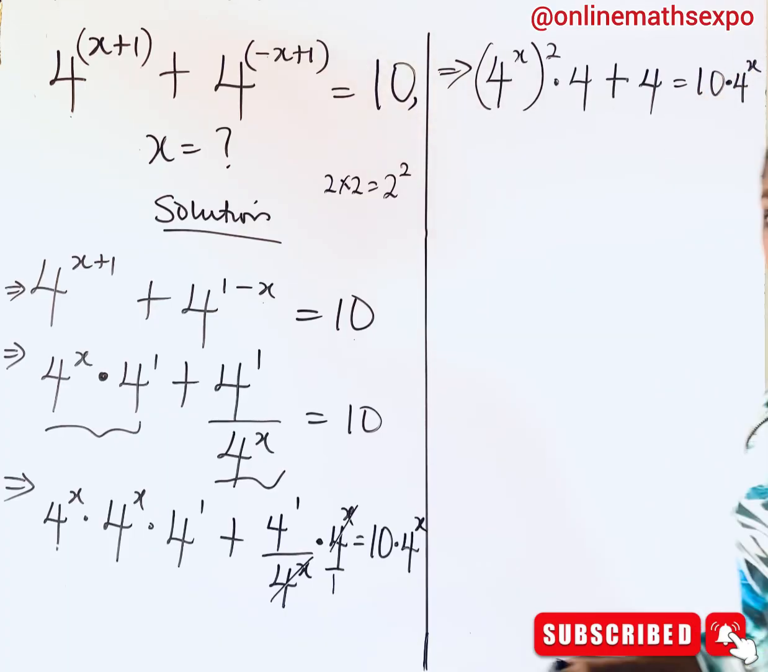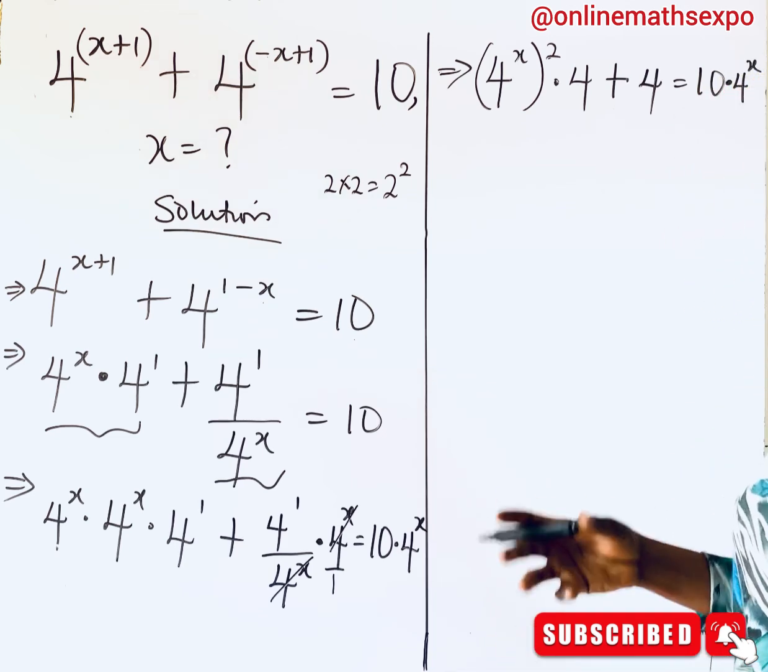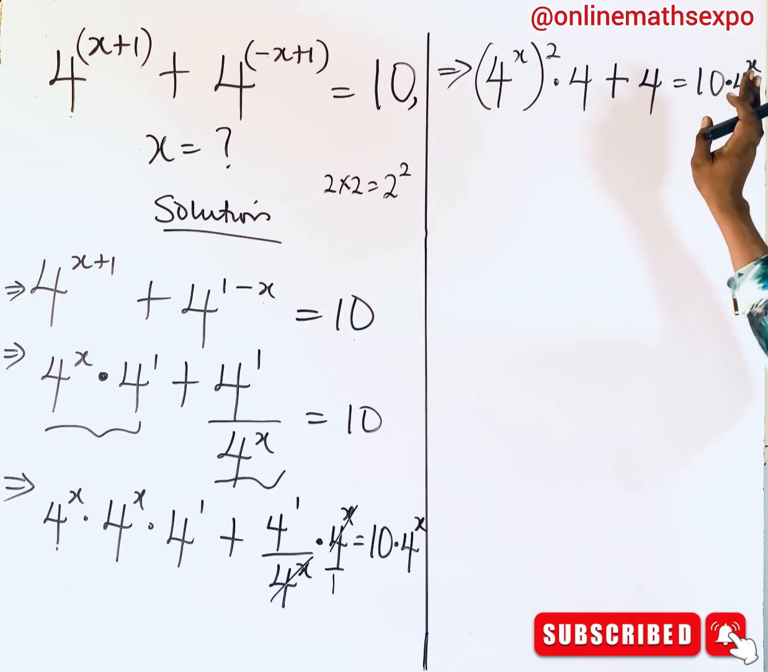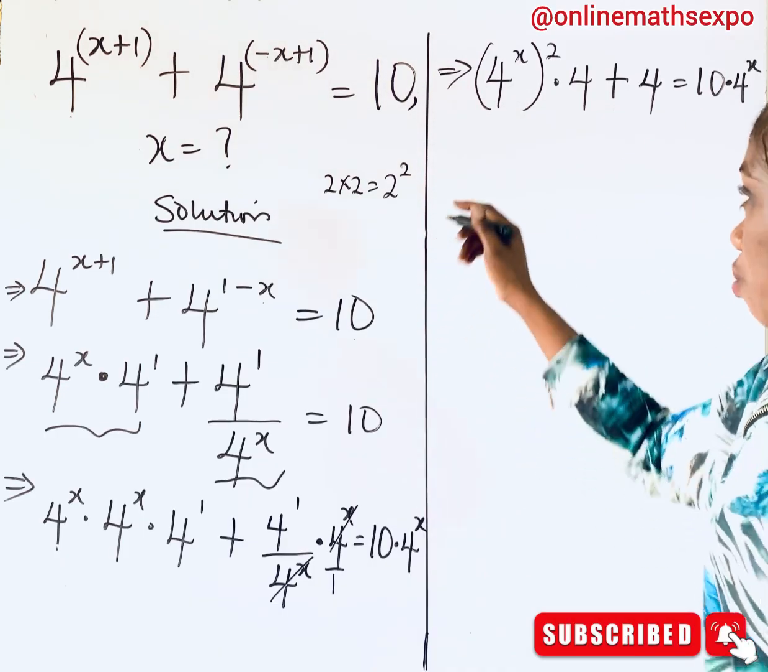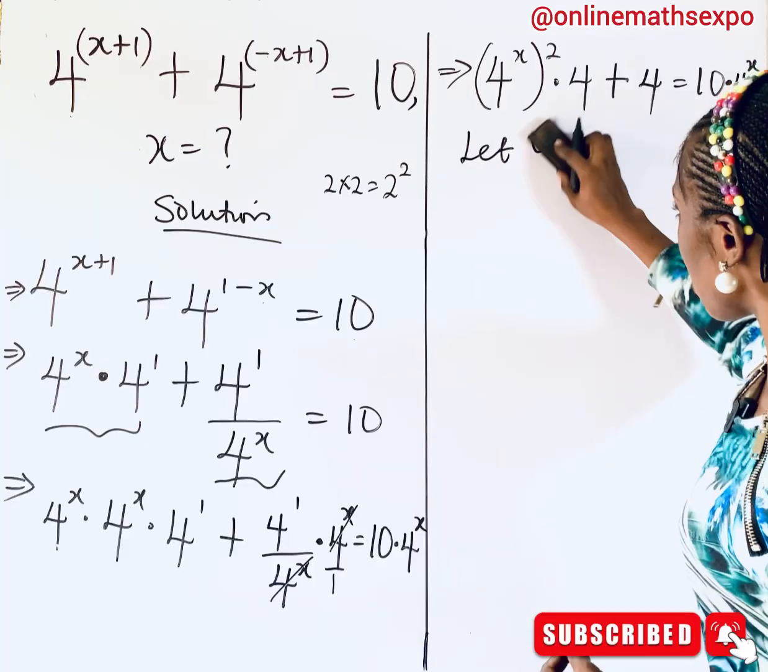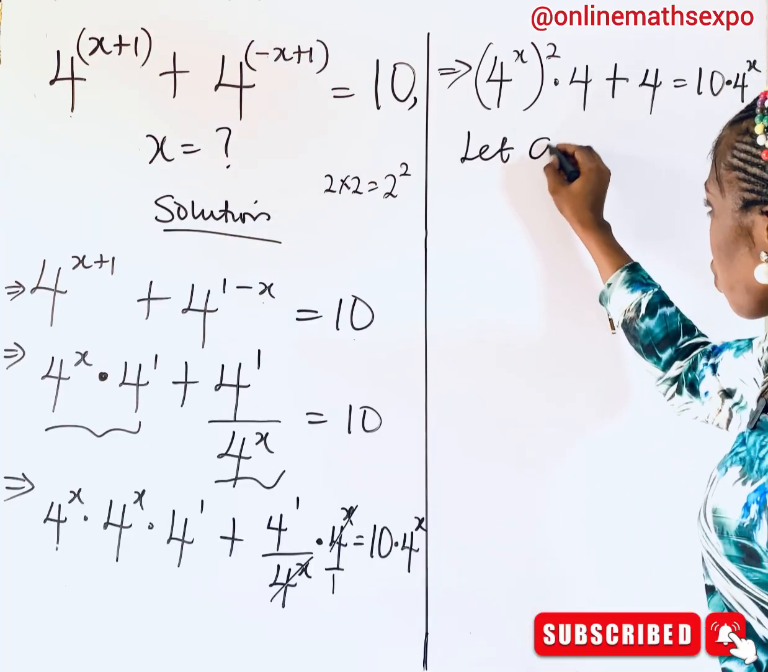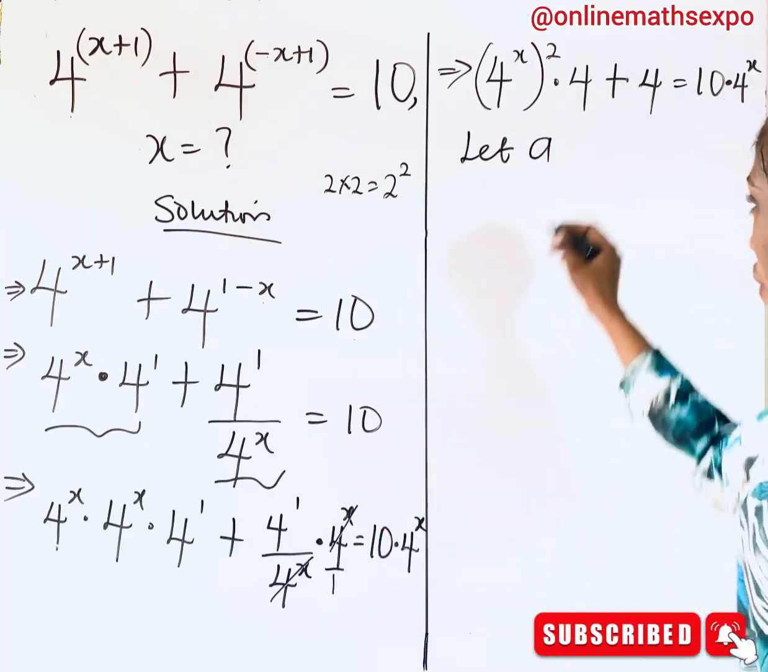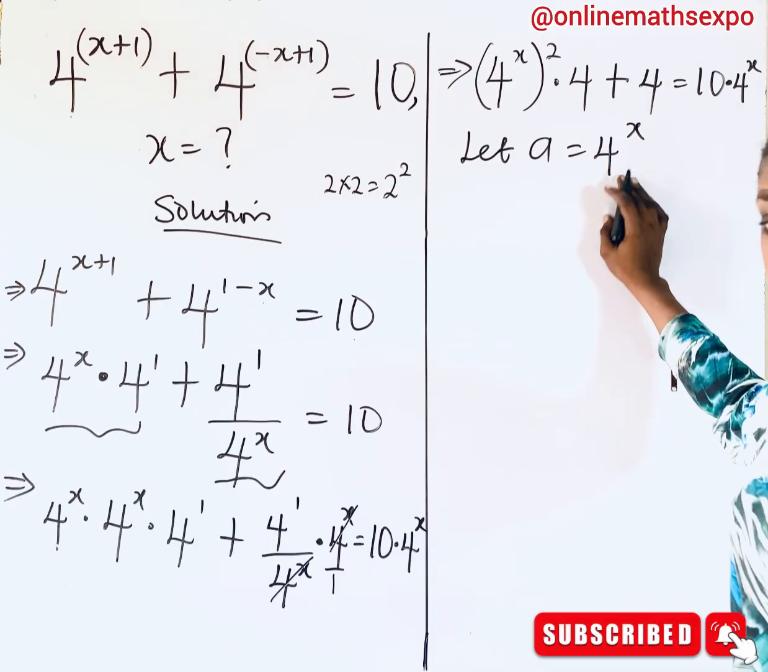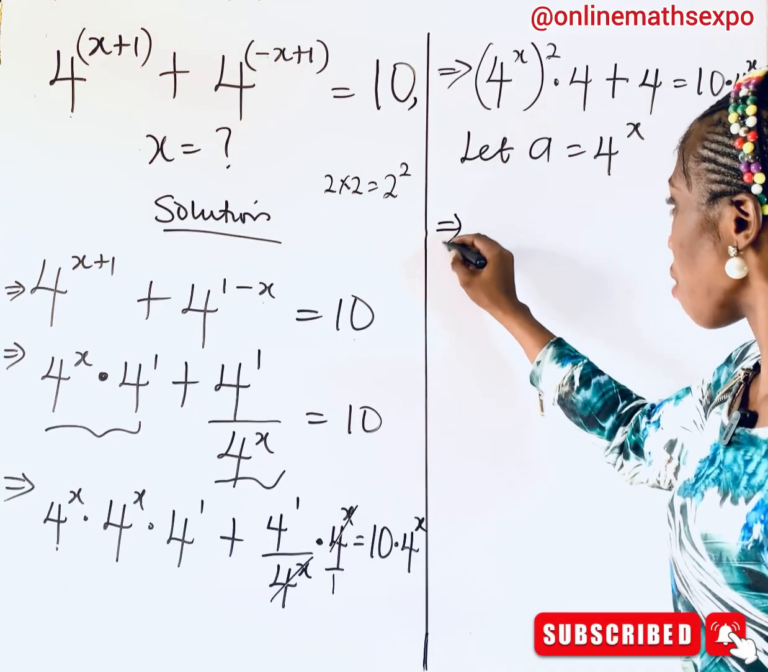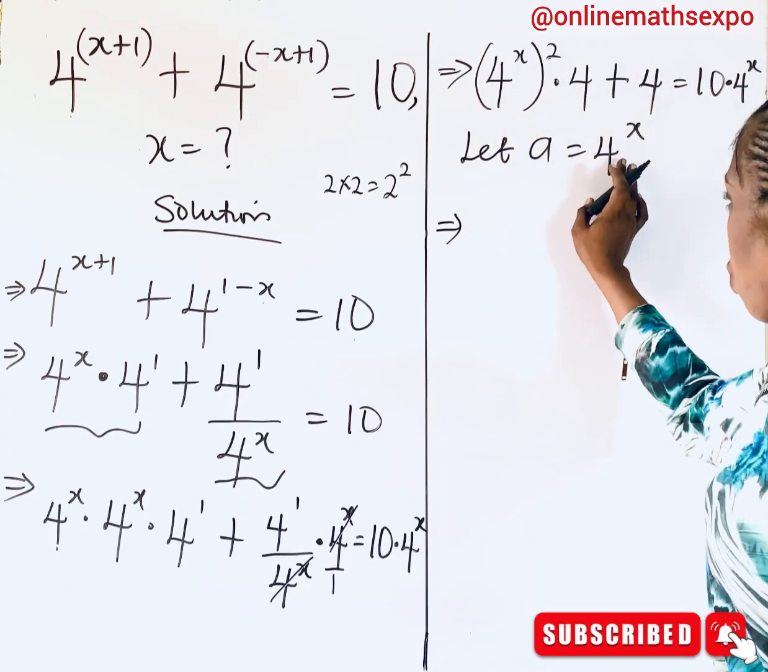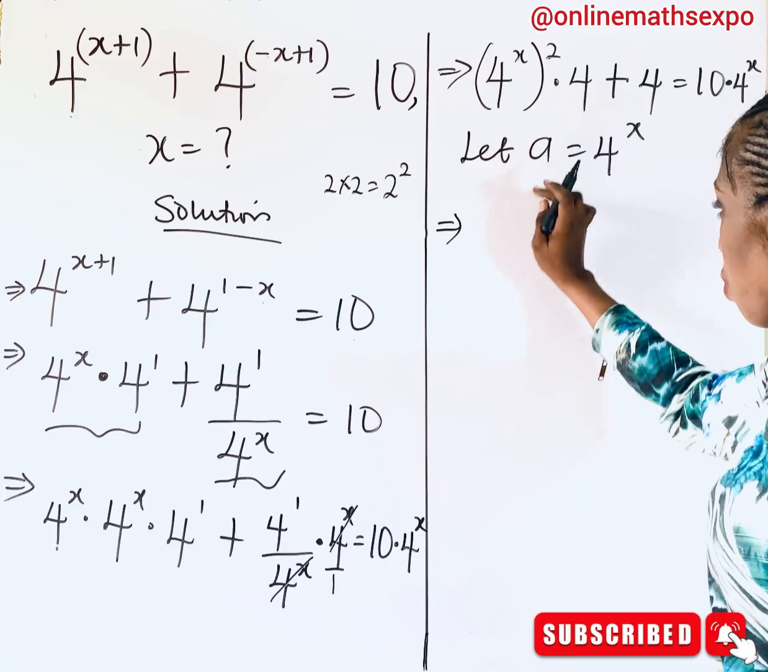Now what do you do here? At this point, you have to notice that 4 to the power of x is appearing at the two sides. So let's use something to replace it. You can use a letter, any letter of your choice. You can say, let a be equal to 4 raised to power of x to help me solve. So in that case, I'm going to replace this into this equation. So here, this will now take the shape of a.